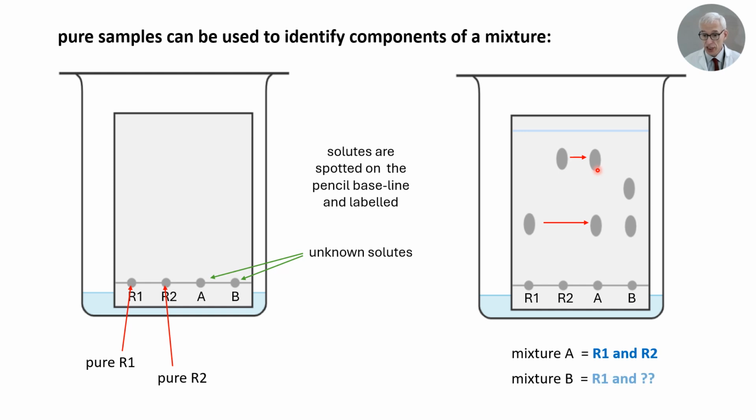Okay, so to discuss, B contains R1, it's at the same level as reference material 1, does not contain reference material 2, it contains a second material, a second solute, but we don't know what it is. So B is a mixture of R1 and something else, the identity of which we don't know, but we do know that B is a mixture of 2 solutes.